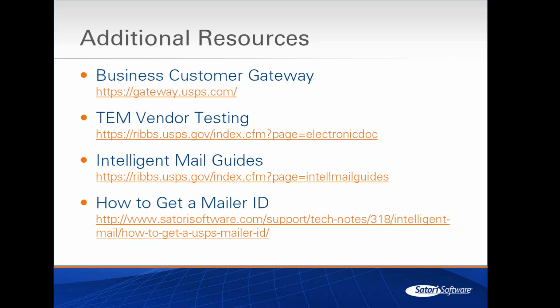As you're migrating over to full-service Intelligent Mail, definitely check out the RIBBS website, ribbs.usps.gov. And in the Intelligent Mail section, there's a bunch of information about how to move to full service. And of course, we also have a link of how to get your Mailer ID there in our Tech Notes section.